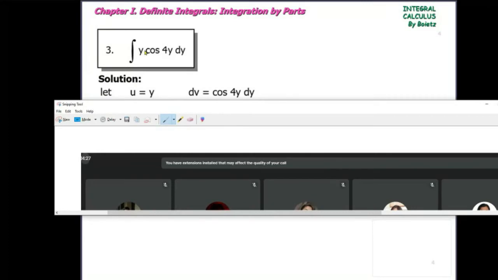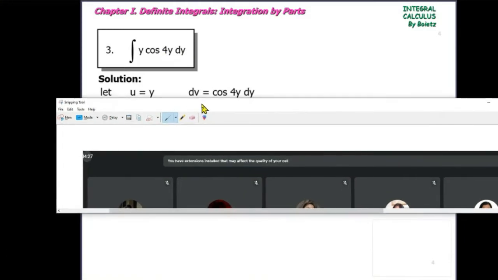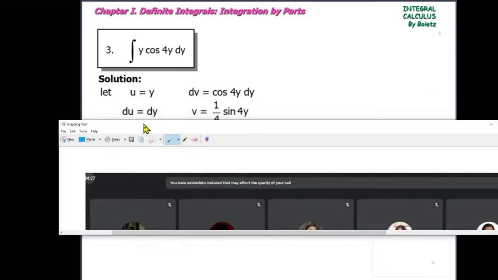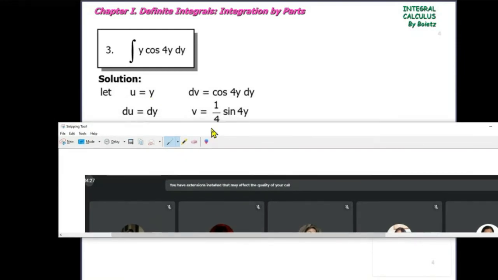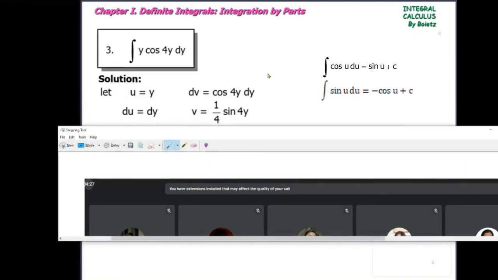Kaya take the derivative ng u. So ito yung u, ito yung dv, cosine 4y dy. So pag derivative mo to, du is equal to dy. Ito naman, pag in-integrate, the integral ng cosine u du is equal to positive sine u plus c, di ba? Or your u is equal to 4y, so your du is equal to dy over 4. Kaya wala dong 4, so magkakaroon ng 1/4 doon. So the integral ng cosine u du is positive sine u. Ayun, so kaya naging 1/4 sine 4y.